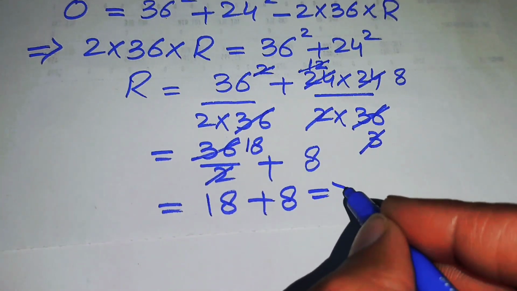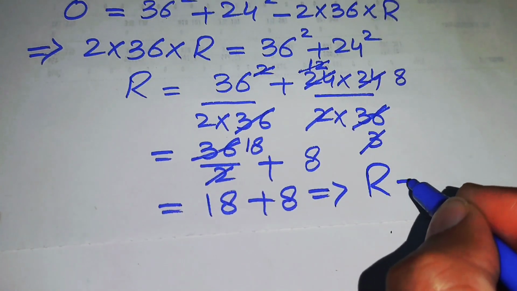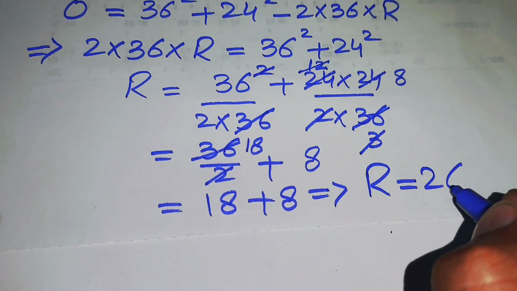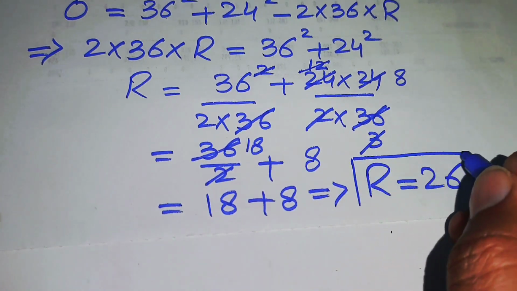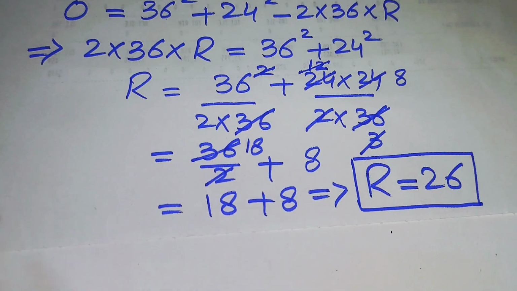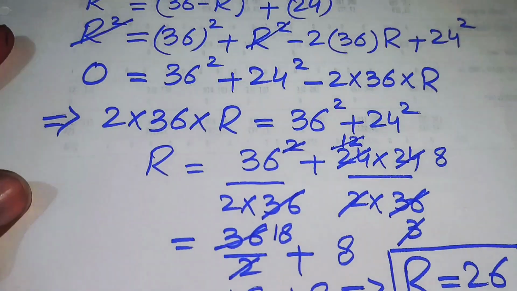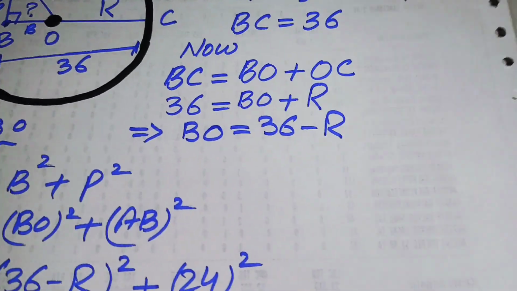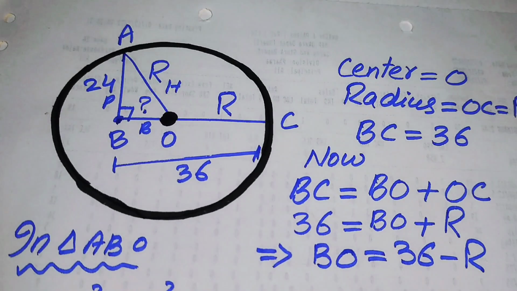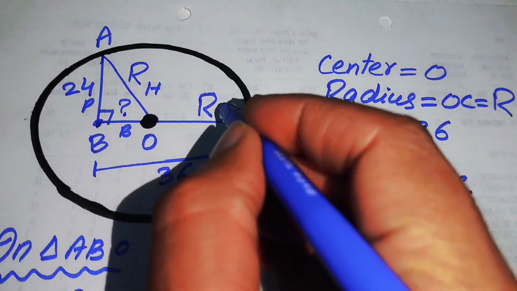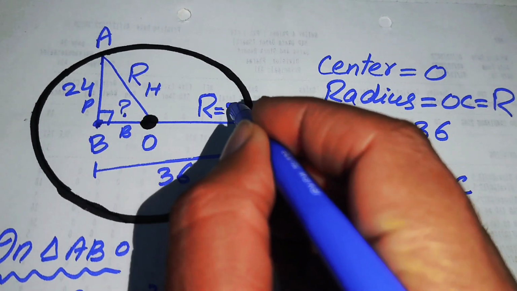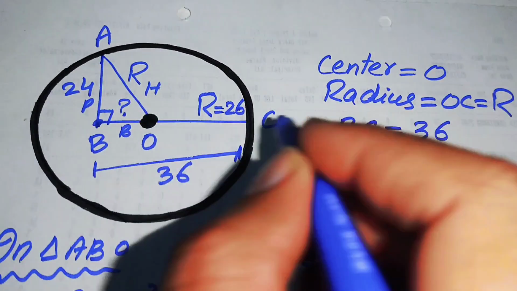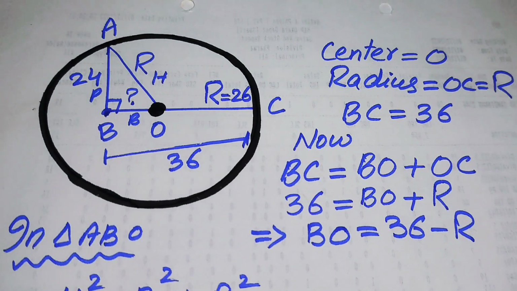So the radius of the given circle equals 26. This is our final answer to this problem. Now we go back to the circle and put the value of the radius here, which equals 26. And this is the final answer of this problem.